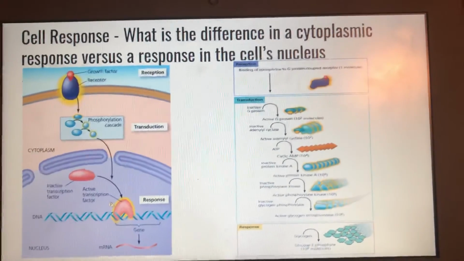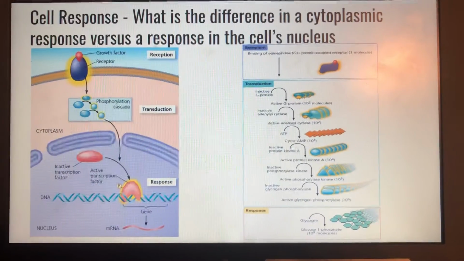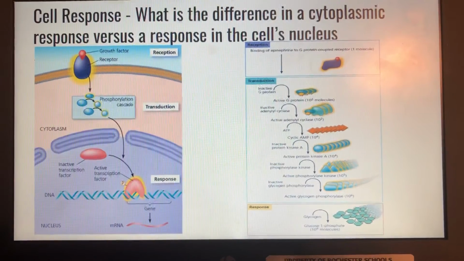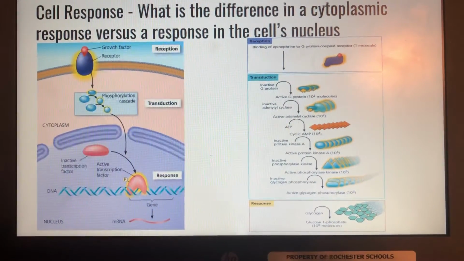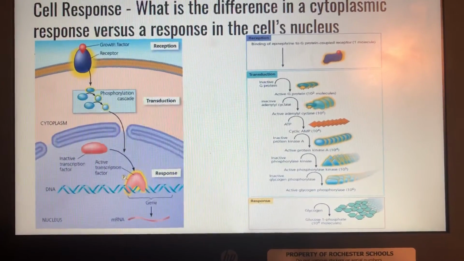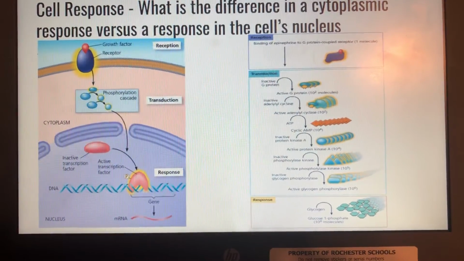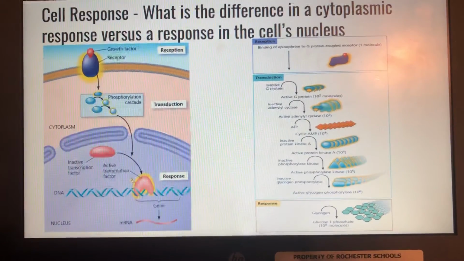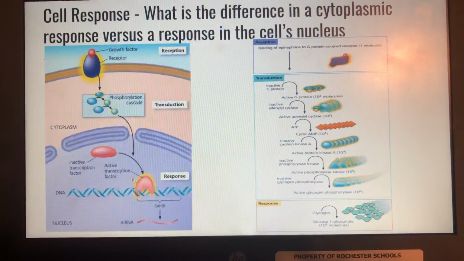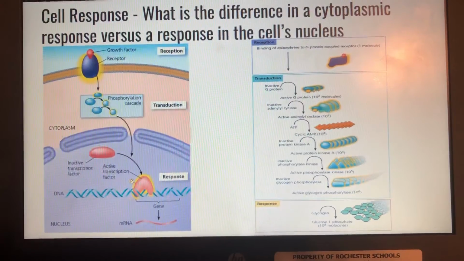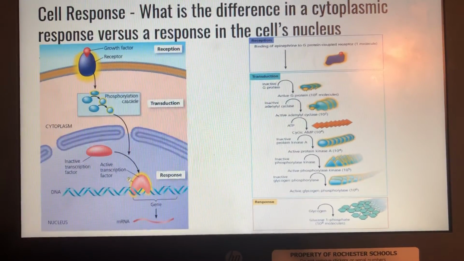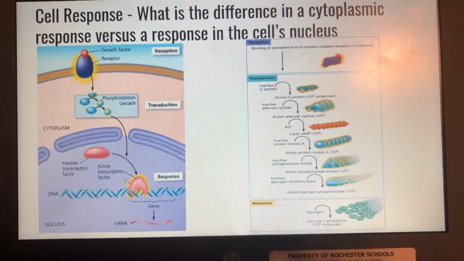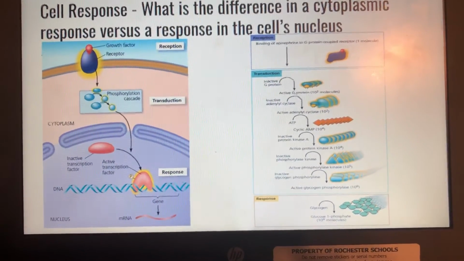For cytoplasmic responses, sometimes a signaling pathway may regulate the activity of proteins rather than causing their synthesis by activating gene expression. This directly activates proteins that function outside of the cell's nucleus. For example, a signal may cause the opening or closing of an ion channel in the plasma membrane or a change in the activity of a metabolic enzyme.